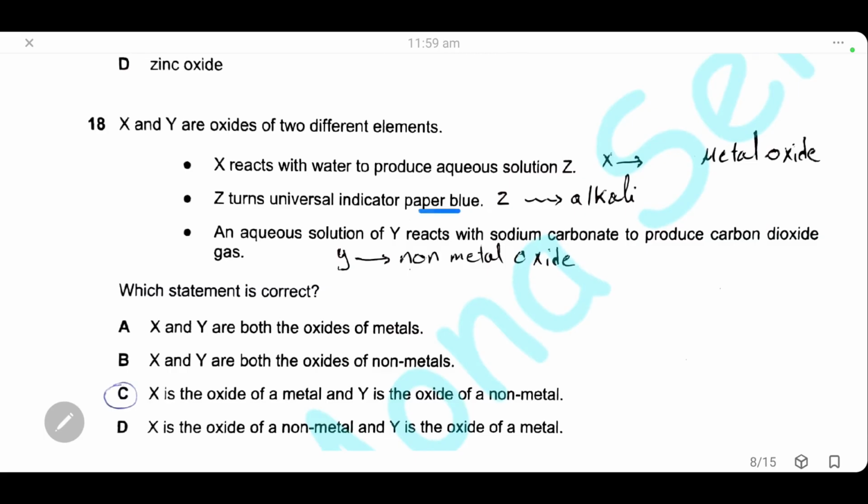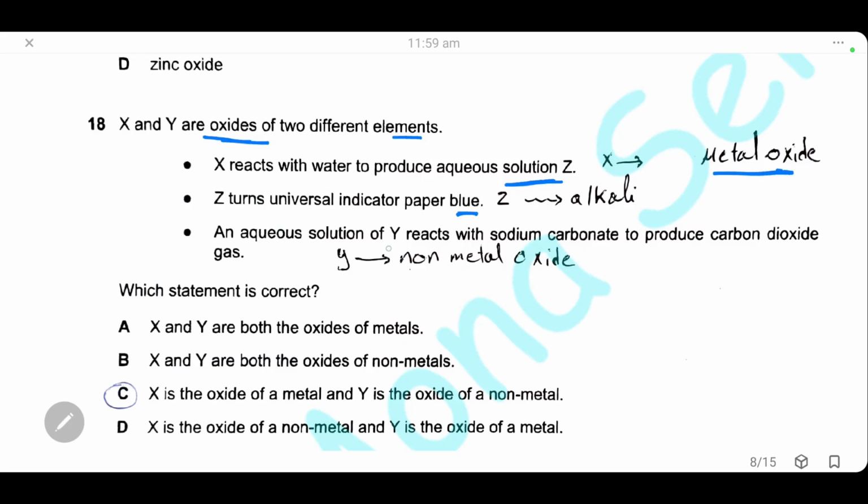18. X and Y are oxides of two different elements. When X reacts with water, it produces aqueous solution Z, and Z turns the universal indicator blue. So solution Z is an alkaline solution, and of course the oxide X is a metal oxide, because metal oxides dissolve in water or react with water to give alkaline solutions.